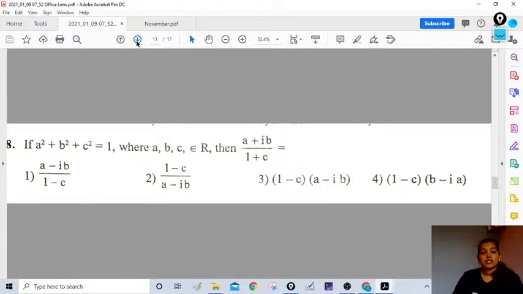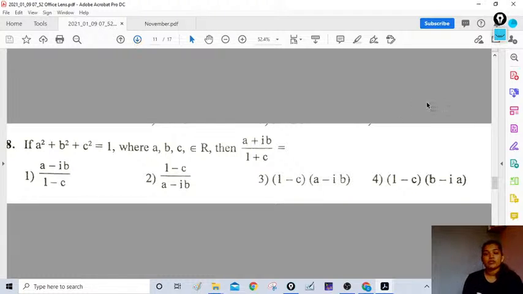So here we have the next question. If a square plus b square plus c square is equal to 1, where a, b, c are some real values, then what will be the value for a plus iota b divided by 1 plus c? Okay, if a square plus b square plus c square is equal to 1, then what will be the value?